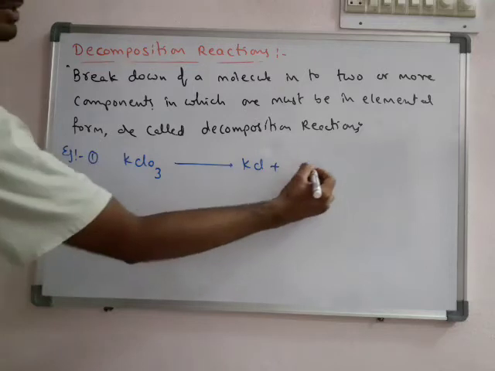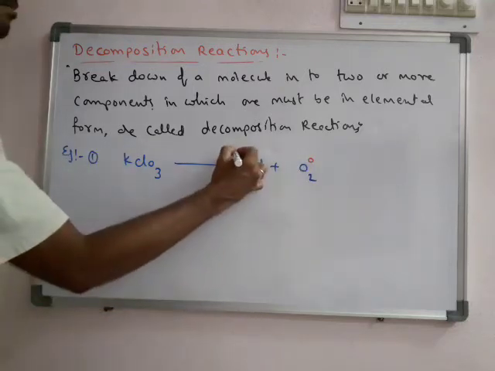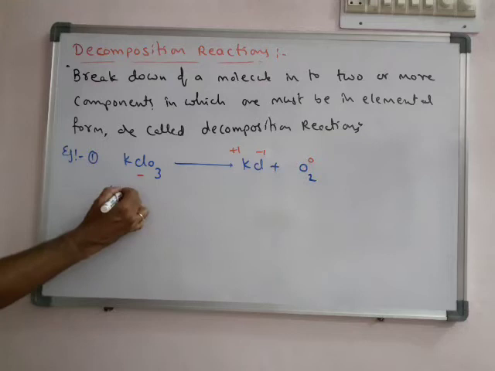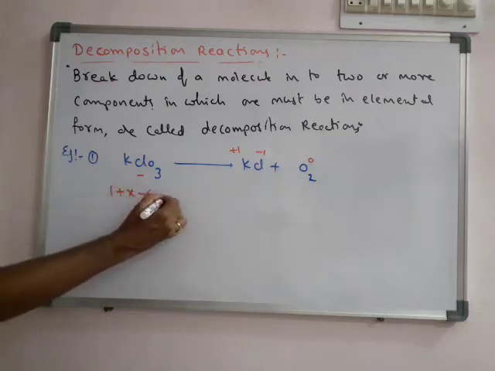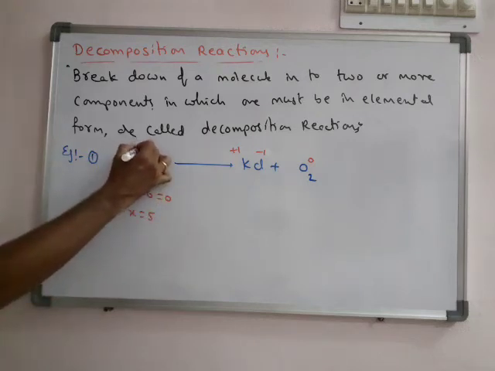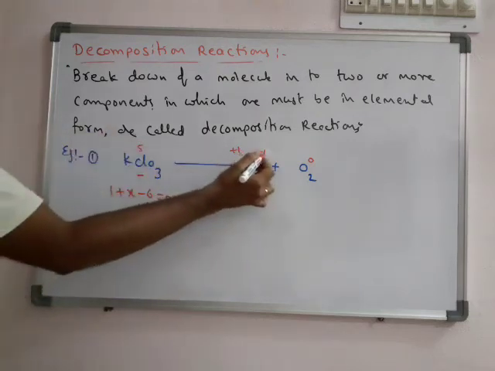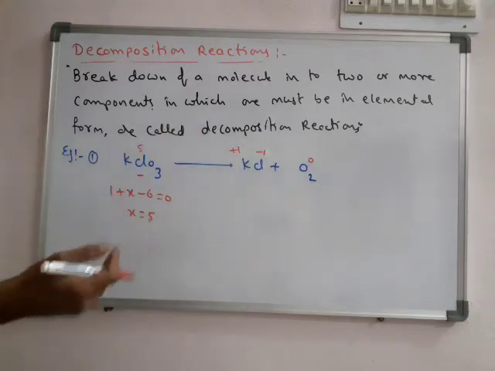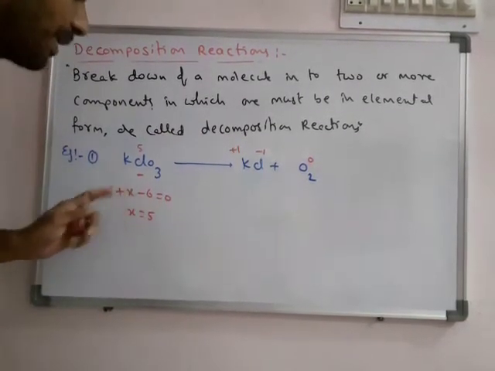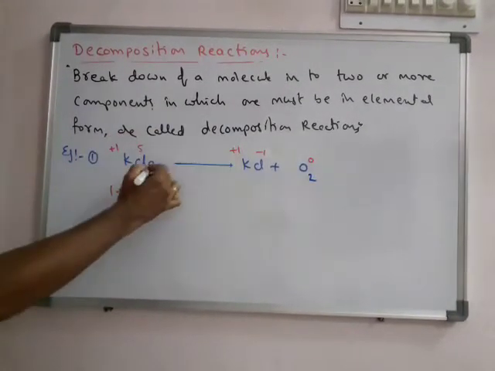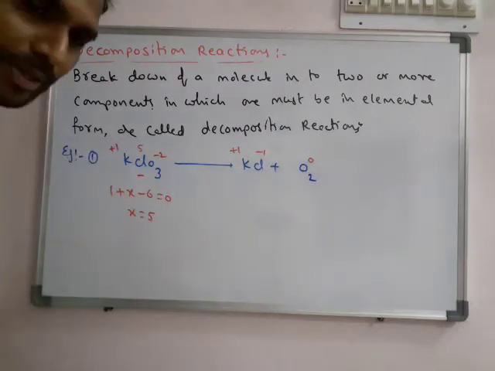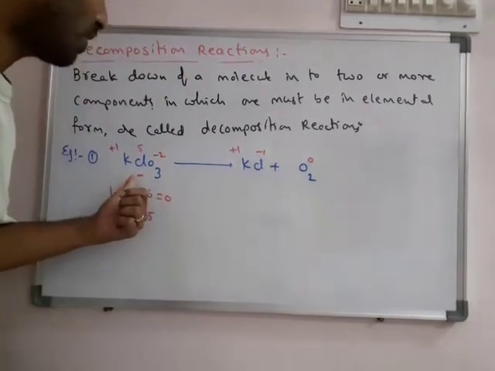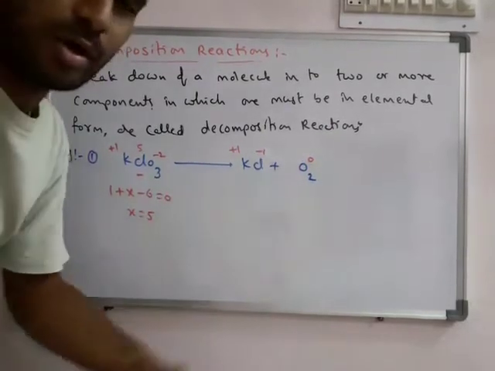Here oxygen is 0 in the elemental form, potassium is +1, so obviously Cl is -1 in KCl. Now let us find out Cl in KClO3. Oxygen will get minus only, so 1 + x + 3 into -2 = 0, x equals 5. So Cl oxidation state is 5. So from 5 it is changed to -1, means chlorine is reduced from +5 to -1 by gaining electrons. Potassium we are not comparing, potassium is 1 on both sides. Oxygen here is -2, there it is 0. Means in the decomposition of potassium chlorate into potassium chloride and oxygen, chlorine gets reduced, oxygen gets oxidized.